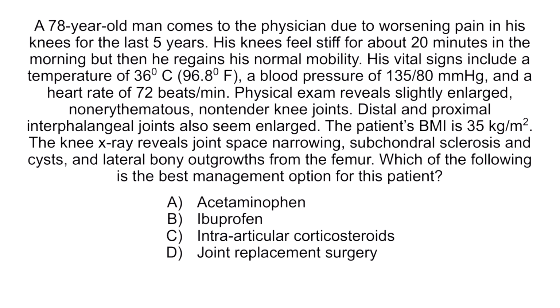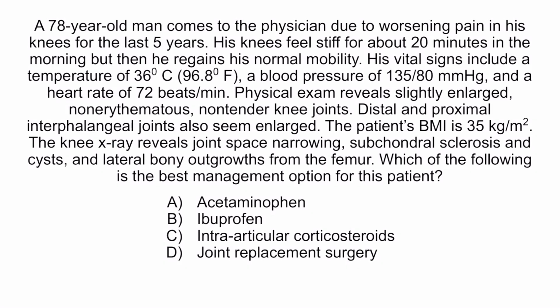Distal and proximal interphalangeal joints also seem enlarged. The patient's BMI is 35. The knee X-ray reveals joint space narrowing, subchondral sclerosis, and cysts, and the lateral bony outgrowths from the femur. Which of the following is the best management option for this patient? A. Acetaminophen. B. Ibuprofen. C. Intra-articular corticosteroids. Or D. Joint replacement surgery.